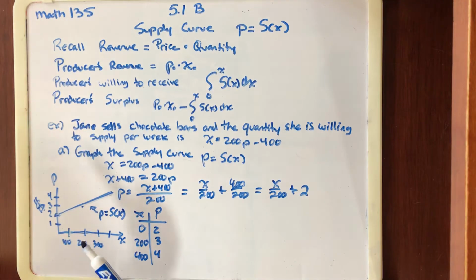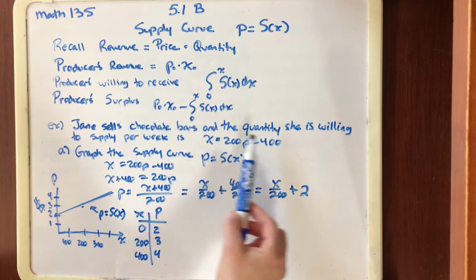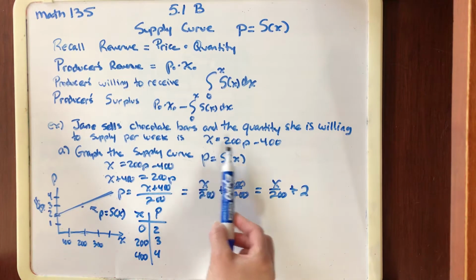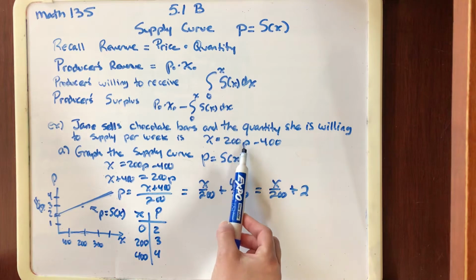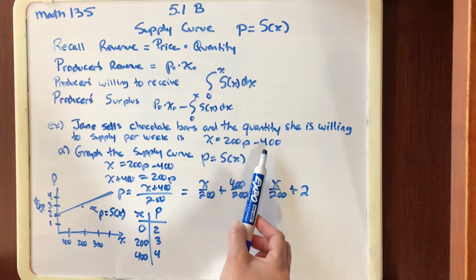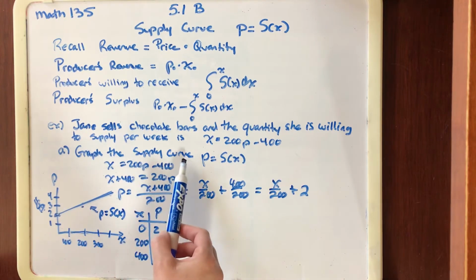So here's an example. Jane sells chocolate bars, and the quantity she is willing to supply per week is, and this is her equation, so here's the price, here's the quantity, X equals 200P minus 400. A, graph the supply curve.